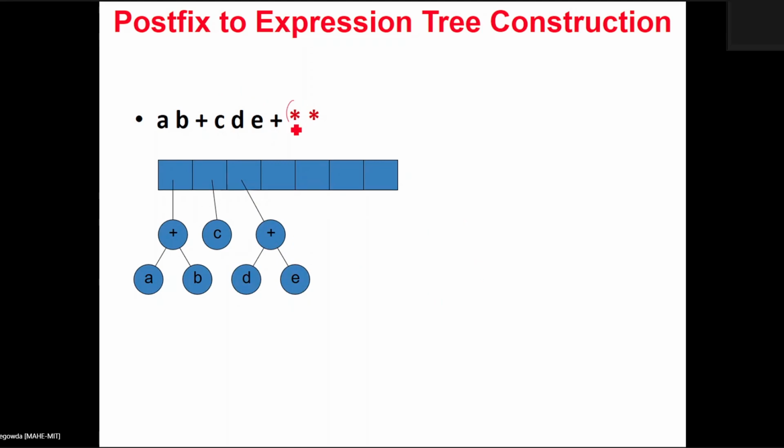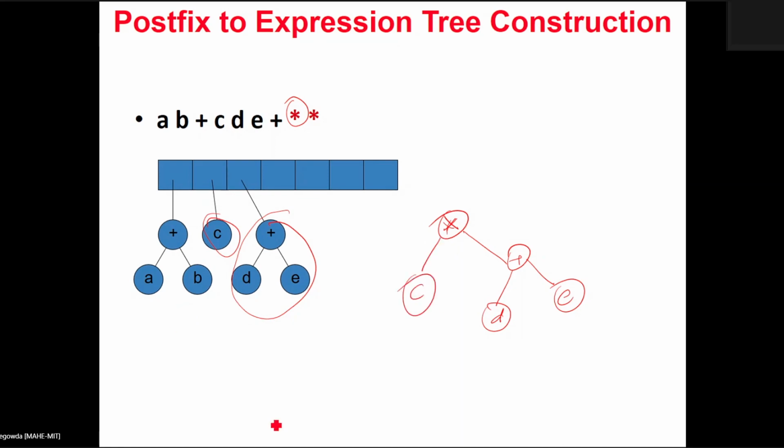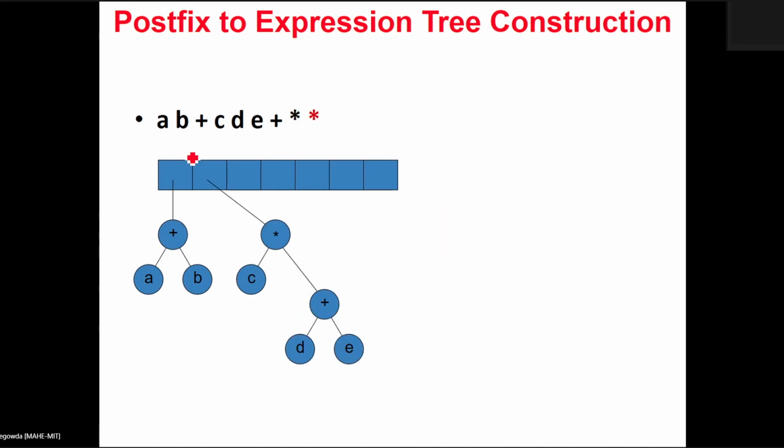Now read the next symbol. When I read the next symbol, I get a star. When I get a star, I create a new node, and this node represents the multiplication operation. I pop the top of the stack. When I pop it, I get this subtree with D and E, and it becomes the right child of the multiplication operation. Again, I pop the top of the stack, I get C, so that becomes the left child. Then push this resultant tree onto the stack. This is the status of the stack after reading this symbol.